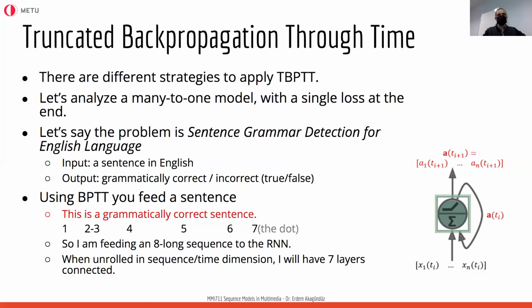Let's analyze a many-to-one problem with a single loss at the end. Because it's many-to-one, I'll have a single loss, which makes my gradient flow simpler. That's why I'm choosing this model for the sake of simplicity. Let's say the problem we define is sentence grammar detection. I always define the problem first, guys, because without the problem definition, it's usually very difficult to understand what we are working on. So this is a many-to-one problem. The many input is the sentence, the words. Somehow the words are vectorized. It's called embedding. We are going to get there in the following weeks.